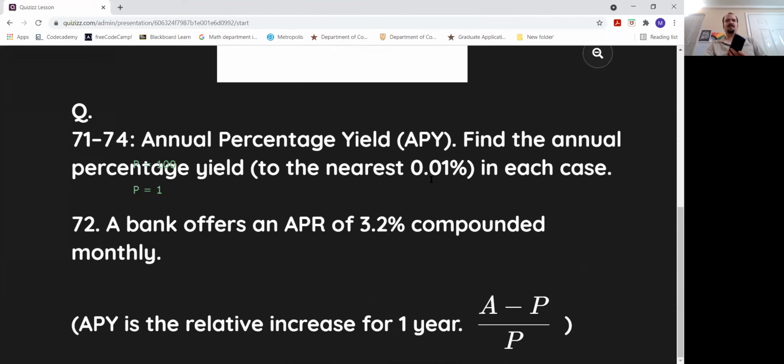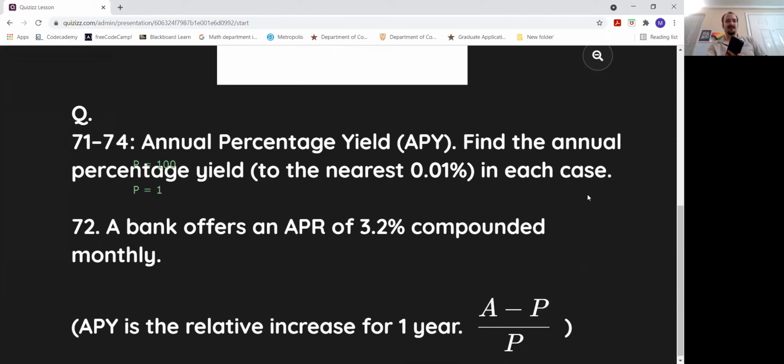They want us to round it to the nearest 0.01%, so 2 decimal places.